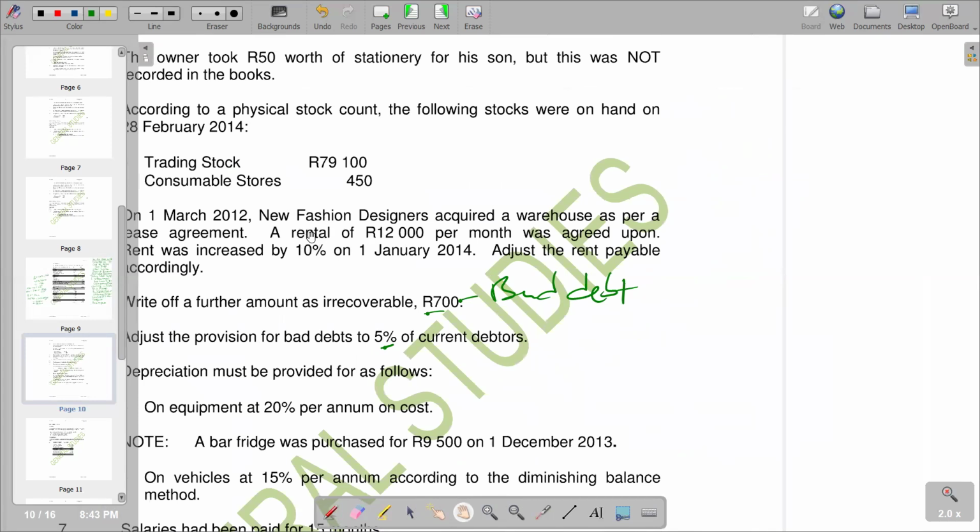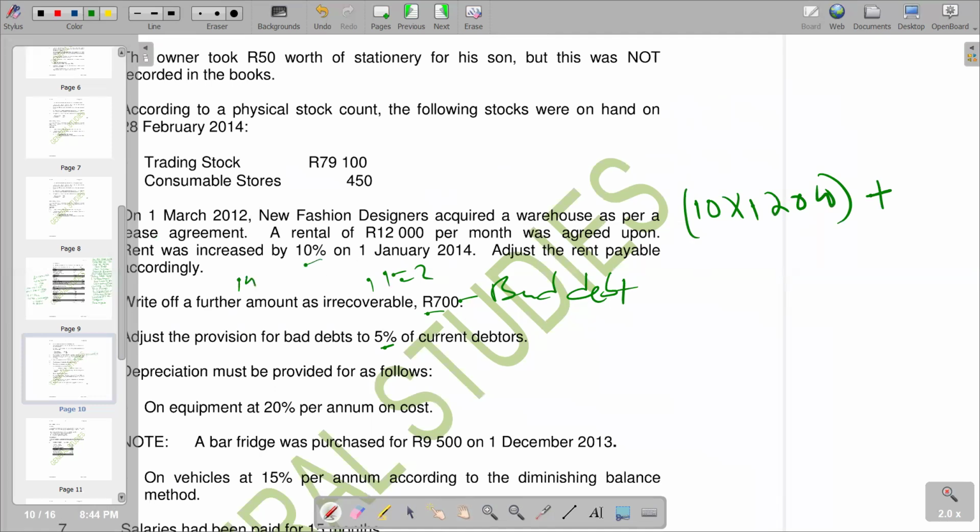So we are saying they agreed 12,000 per month, but it was increased 1 January 2014, which means January and February. That's when it was increased, January and February, which is 2 months. So it was increased for 2 months. So it means that 10 months, there was no increase. So we're saying 10 times, so 12,000 per month. Then we get the rent for 10 months. Then we are supposed to add after for the 2 months when it increased by 10%.